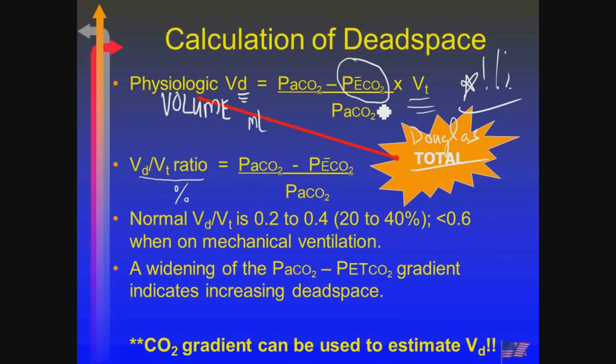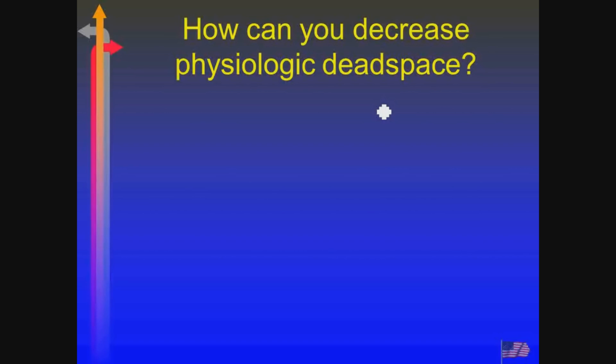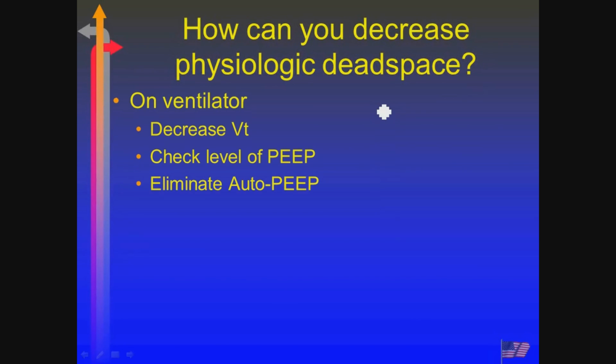And again, that's total dead space, and when we're mechanically ventilating, it includes any mechanical dead space present. So we talked about reducing physiological dead space. We can do it by not having excessive tidal volumes.